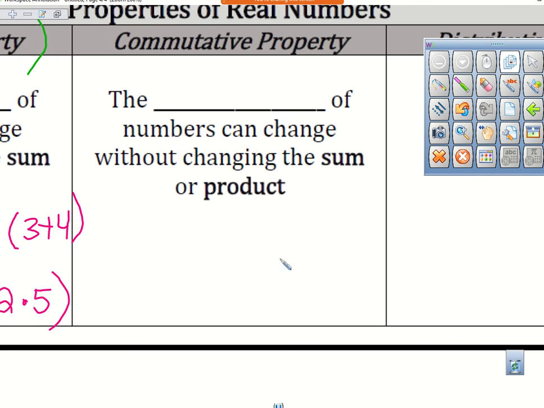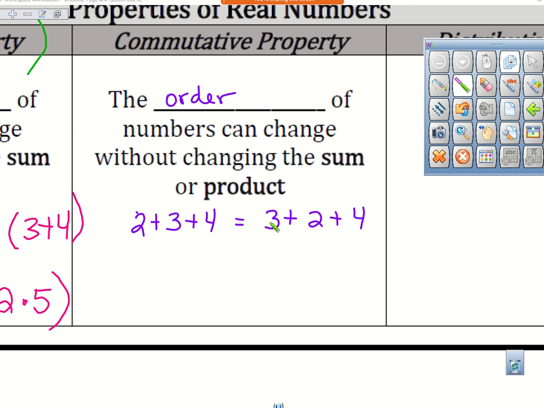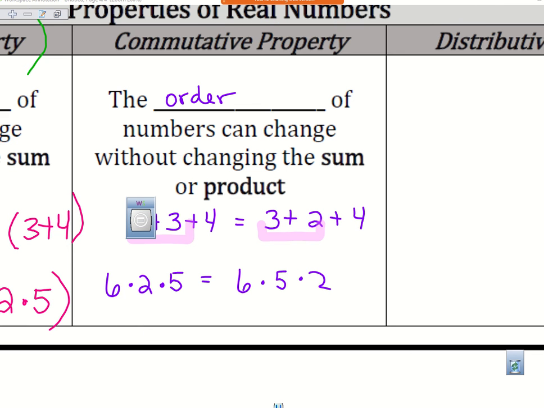Okay. Commutative property. The order of numbers can change without changing the sum or the product. So commutative property of addition, I can do 2 plus 3 plus 4 is equivalent to 3 plus 2 plus 4. Right? If I switched the order here and here, that does not change the value of the expression. Same with multiplication. 6 times 2 times 5 is equivalent to 6 times 5 times 2. Okay, changing the order in the last piece does not change the value of the expression.